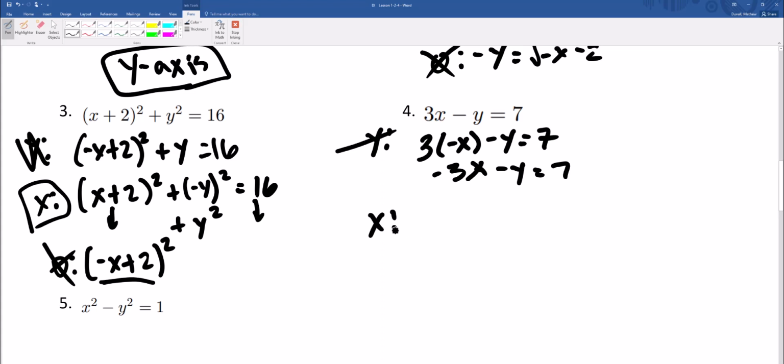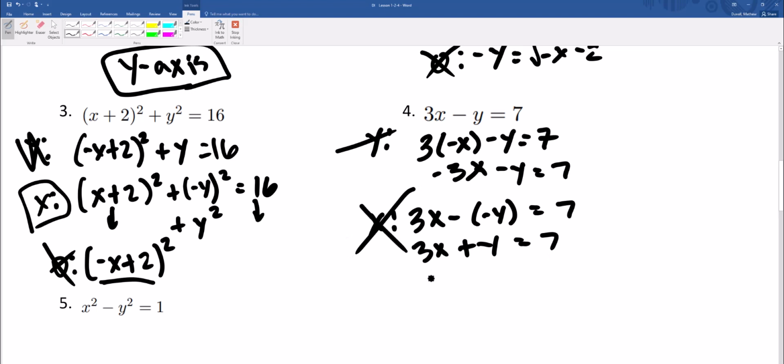Let's see if it's symmetric over the x. That becomes plus y. Those are not symmetric. So not symmetric over the x. Now let's see the origin. We plug in a negative for both.